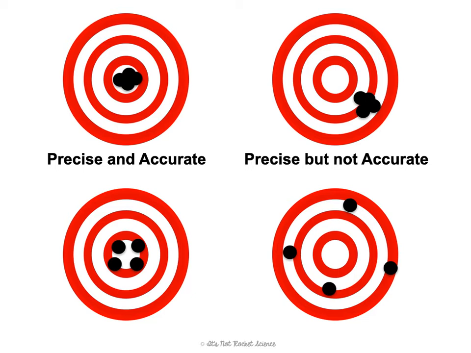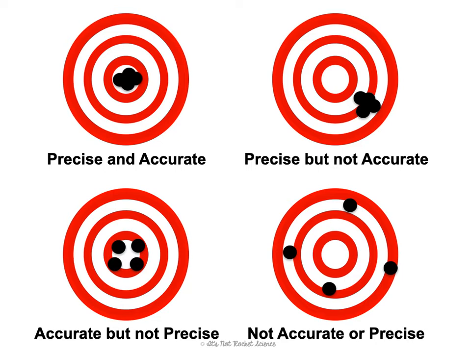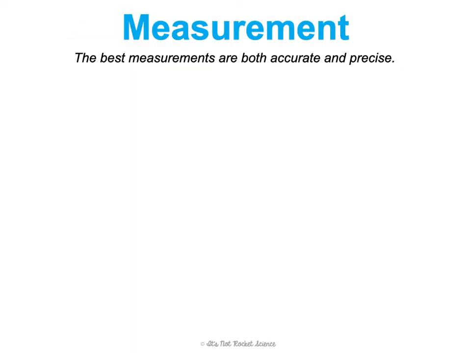Now we're looking at the bottom left. So in the bottom left, you can see that they seem to all have hit in the bullseye, but they're not really in the same location. So we would consider that accurate but not precise. And as we look at the last one, as you can see, the darts went all over the place. So this one is neither going to be accurate or precise. So that is the difference between something being accurate and something being precise.